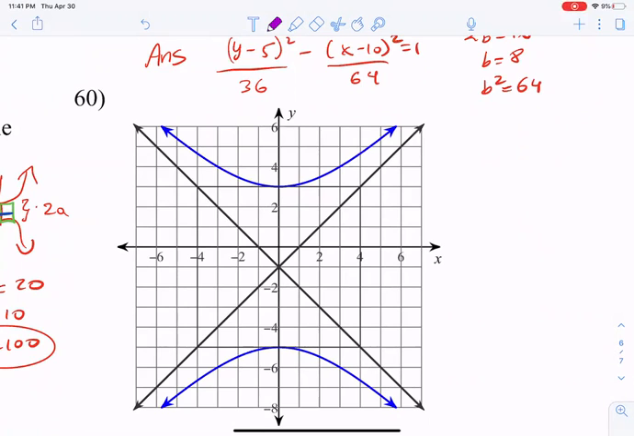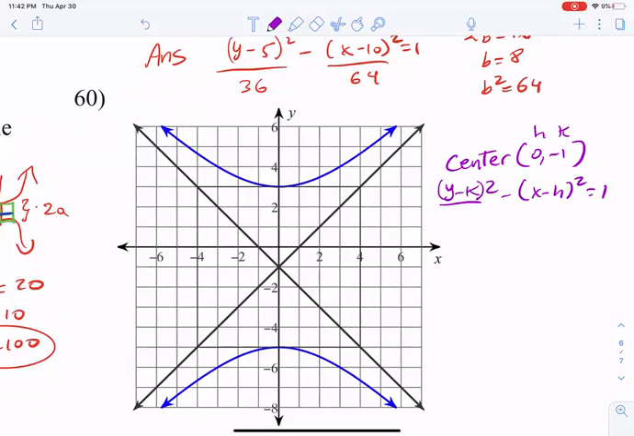So here, the center, we just need to identify it. What's the center here? That's 0, 1. So that's my center HK. Now this is a vertical transverse axis, so I need this equation: y minus k squared over a squared minus x minus h squared over b squared equals 1. This is a squared, this is b squared. Now I need to find out the height, 8.